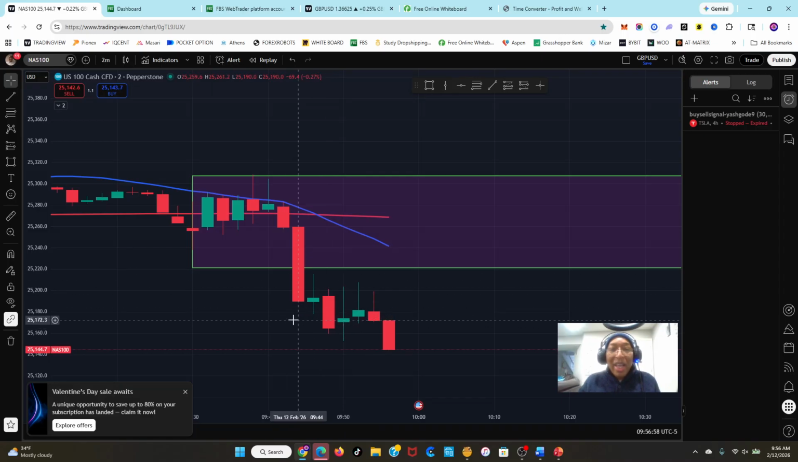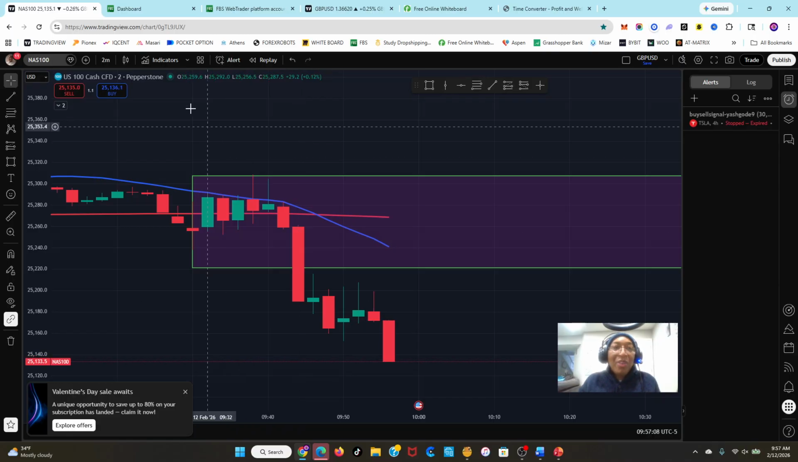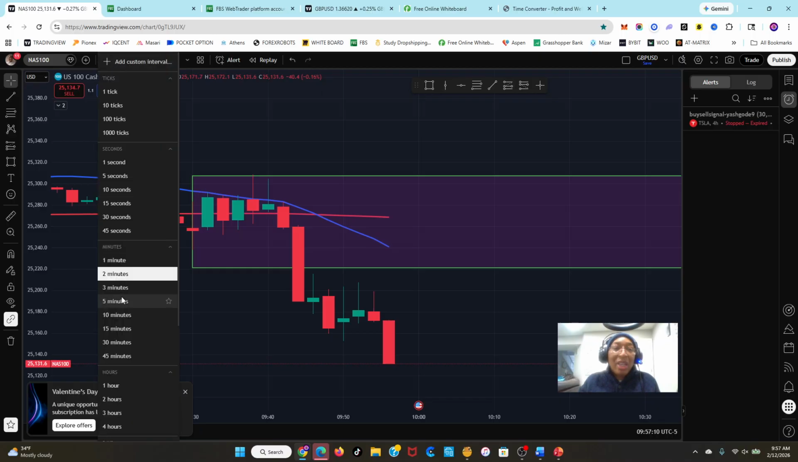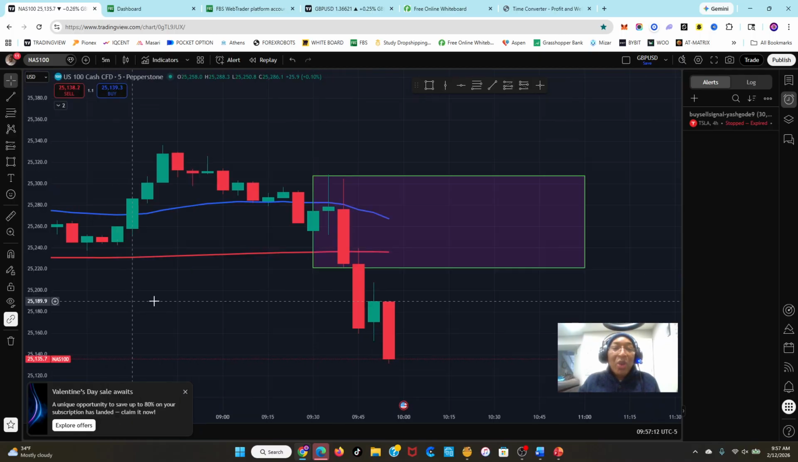However, do we see a reversal? Because we also have another model where we trade the reversals. You guys know what I mean by the reversals? For the reversals, we use the 5-minute time frame. We mark the 15-minute, and then we use the 5-minute time frame. So I do not see a reversal yet. This is not a reversal.